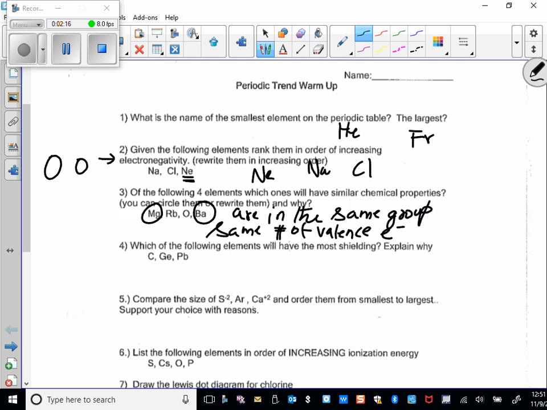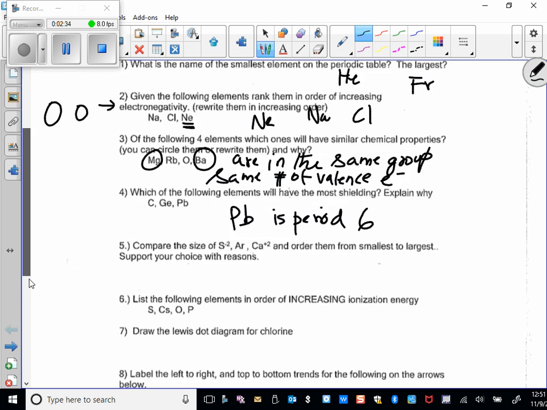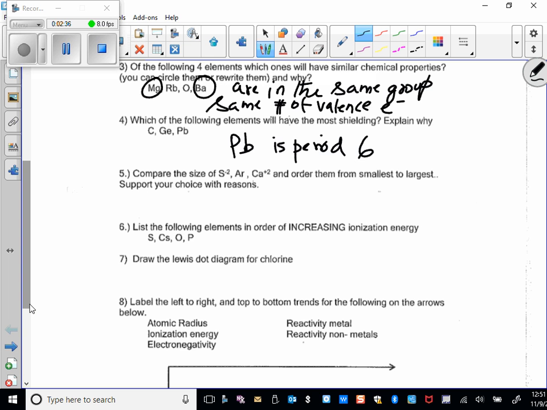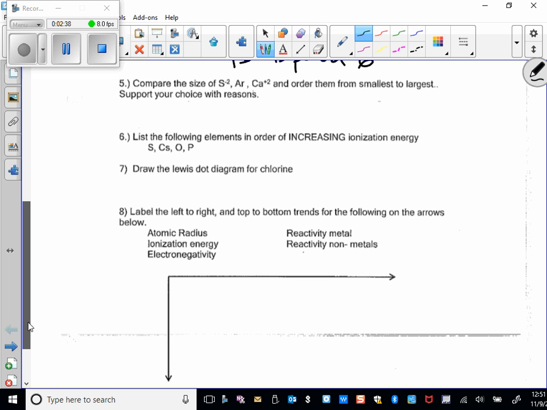Now, which will have the most shielding? Pb will have the most shielding because it is lower down. It is in period 6, which means it will have 5 shields. Is that right? Now, this is a really nice question, all right? And let me show you what this means.